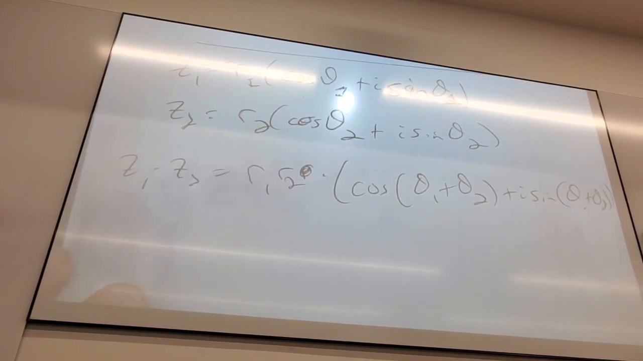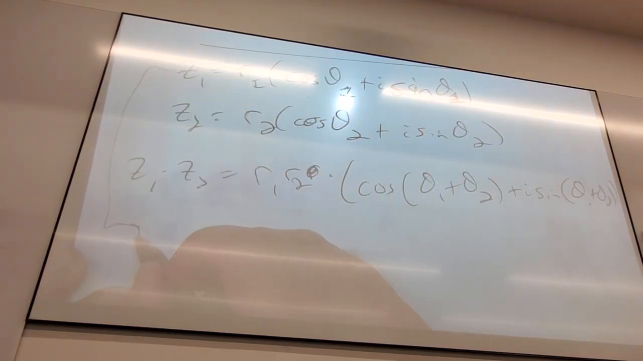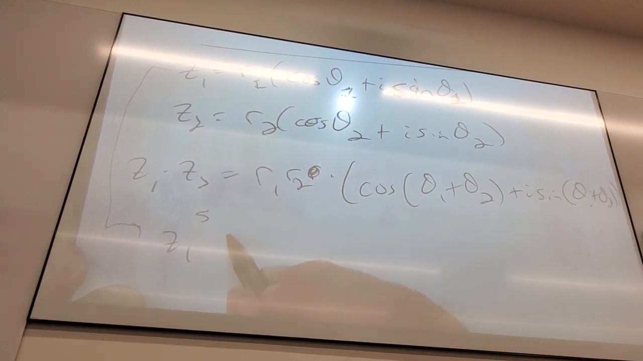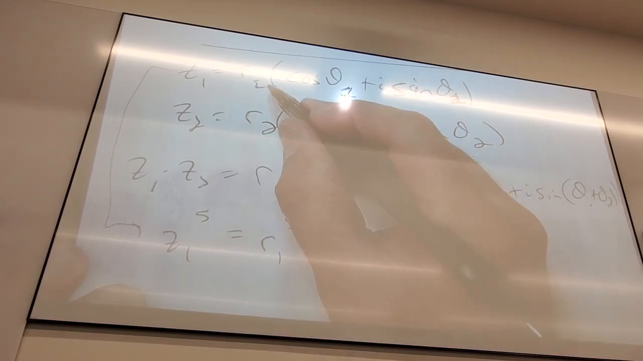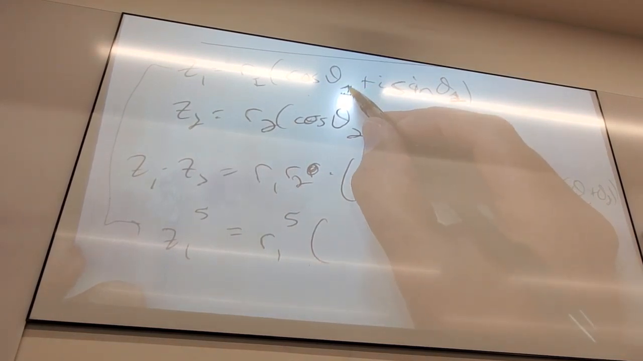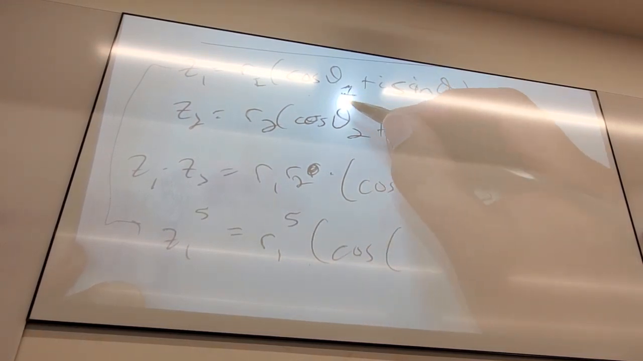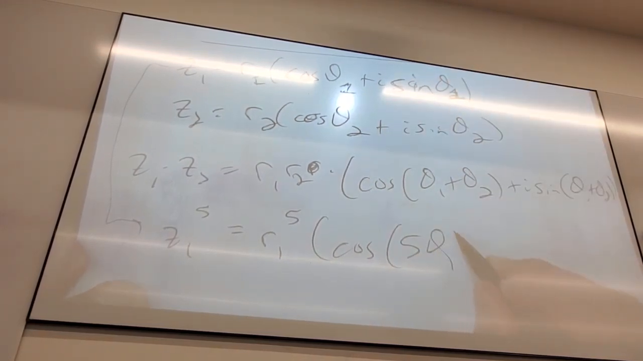So what that means is, if I took this guy and raised it to the 5th power, for example, this would just be r1 to the 5th power. r1 times r1 times r1 times r1 times r1. And every time I multiply, I add the angles. So this would be cosine of theta 1 plus theta 1 plus and so on. So it'd be 5 theta 1s, plus i sine of 5 theta 1s.